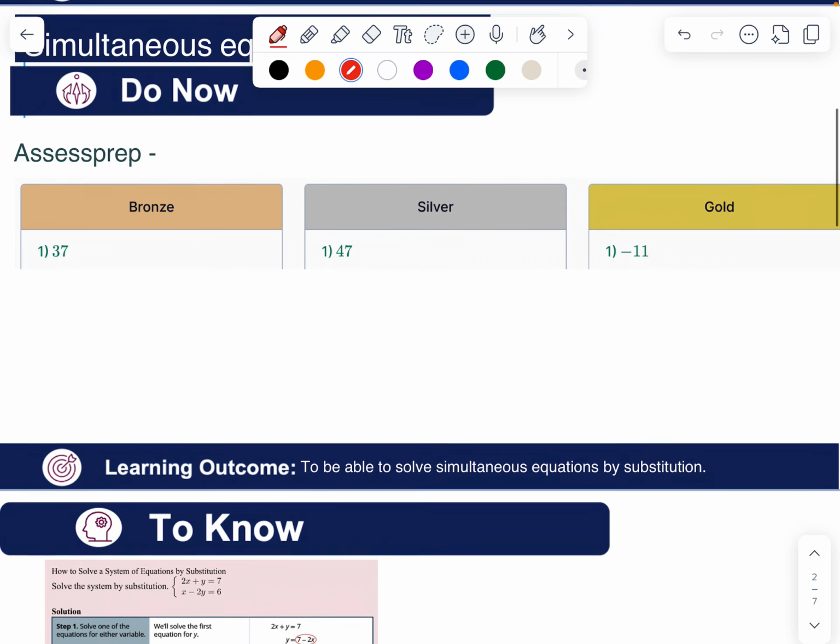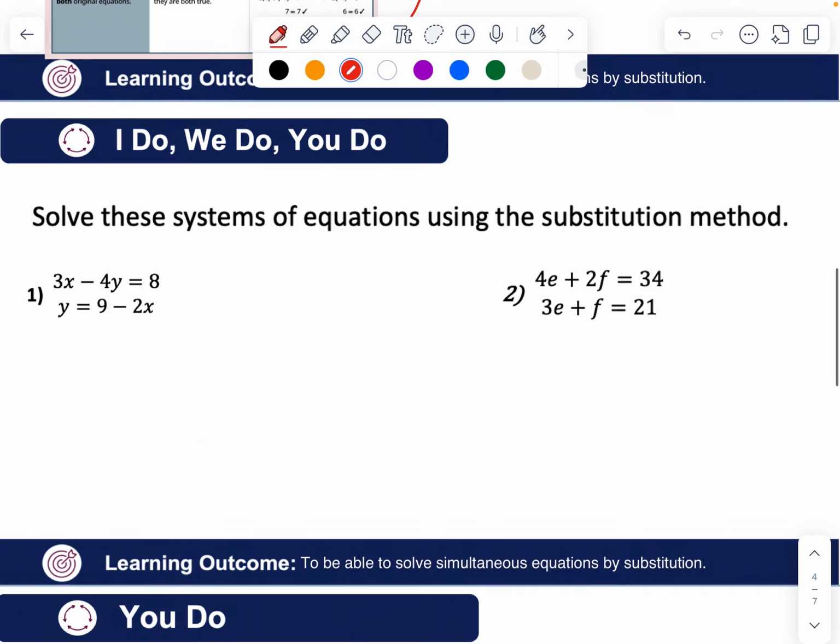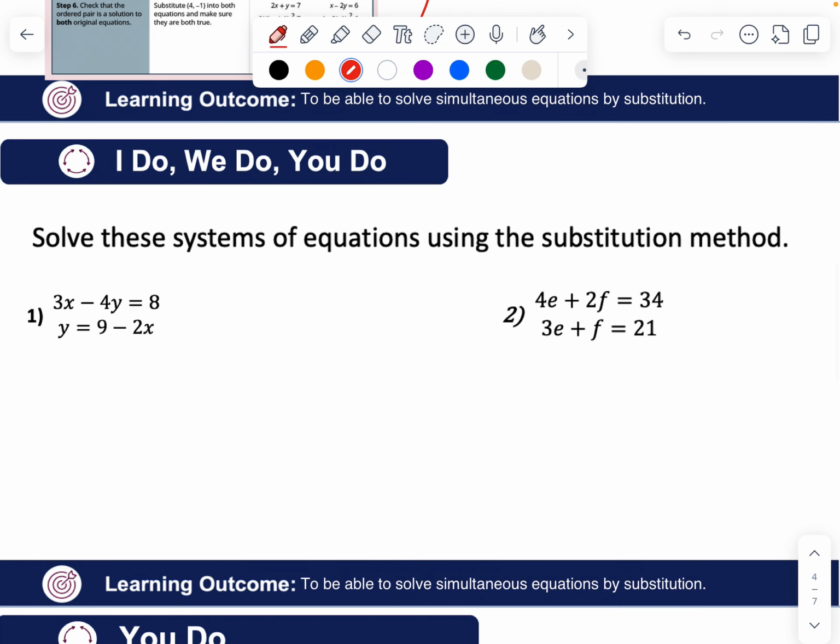Just check our answers. Right, things you need to know. Again, we've done this last lesson. We're just going to go and practice again today with some slightly different questions. If you need a nice run through here, where you can read the instructions, they are there. If you need to go and watch last lesson's video, or the video that's on Assess Prep from Miss Beth, that's also there. But we're going to try these two questions.